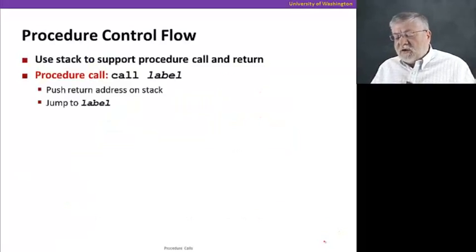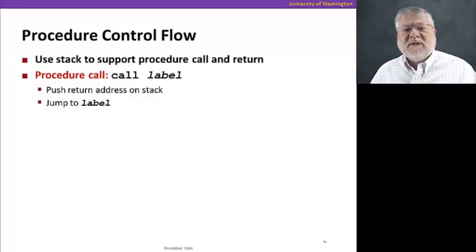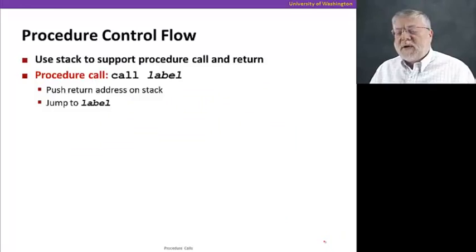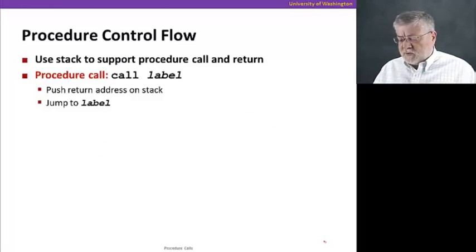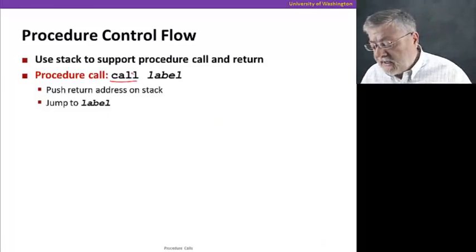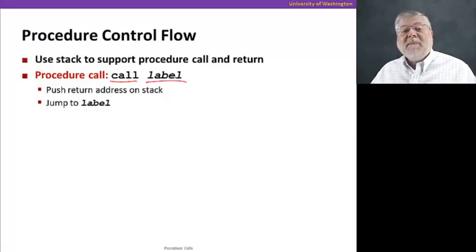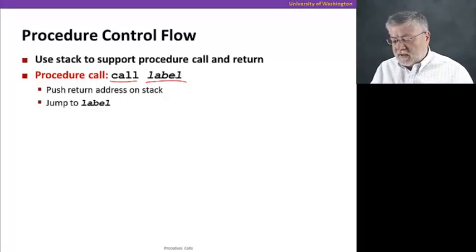Okay, so let's take a look at this in a little bit more detail and see how this relates to the use of the stack in memory, how we're going to use it to support this procedure call and return. So we've seen we execute a procedure call using the call instruction, C-A-L-L, and we give it a label as an argument, namely the address of the callee function. What procedure are we going to go and execute next?